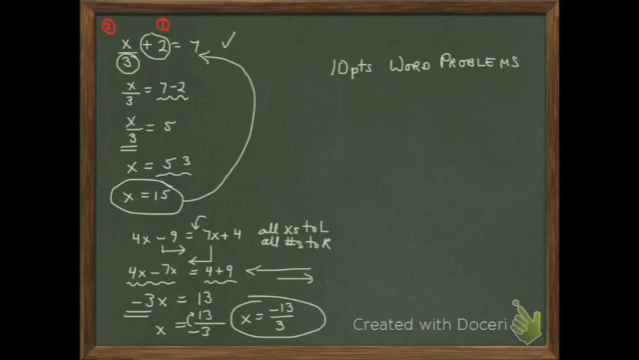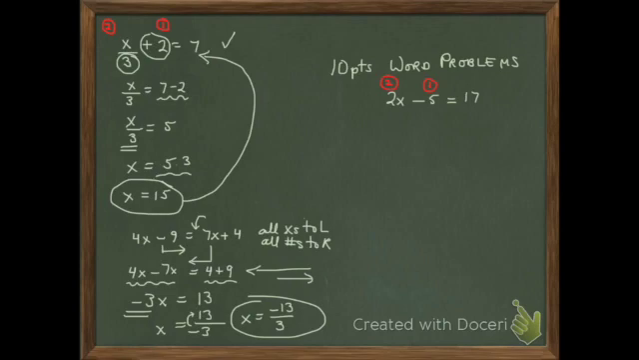5 less than twice a certain number. 5 less means you're going to subtract 5. You're going to subtract 5 from twice a certain number. A certain number is x. So this reads 2 times x minus 5. That's the same as saying 5 less than twice a certain number is, my equal sign, 17. Then I would just solve it like we've always solved it. There's step 1. There's step 2. Add 5 to the right side, simplify, then divide by 2, simplify.